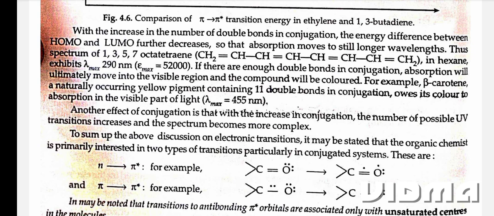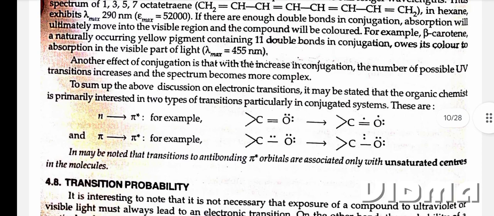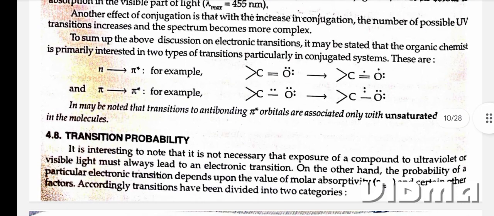If there are enough double bonds in conjugation, absorption will ultimately move into the visible region and the compound will be colored. For example, beta carotene, a naturally occurring yellow pigment containing 11 double bonds in conjugation, owes its color to absorption in the visible part of light. Another effect of conjugation is that with the increase in conjugation, the number of possible UV transitions increases and the spectrum becomes more complex.